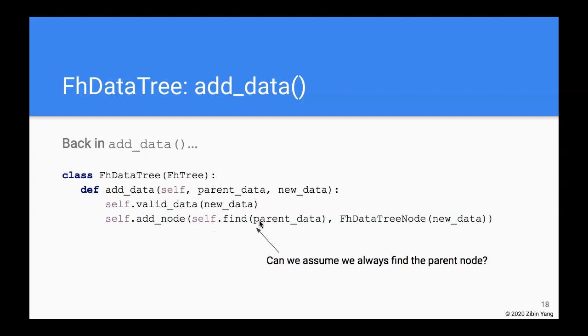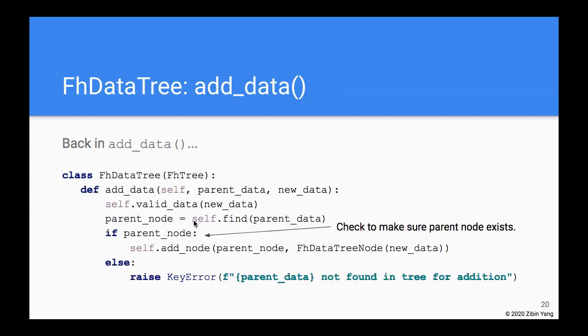the parent data is the node that is returned by self.find. Now, one more detail before we can actually use it, and that is, can we assume we always find the node that contains the parent data? Well, obviously not, right? Because it can be any piece of data, and it might not exist in the tree. So in order to handle that, we have to check the return result of find parent data, right?